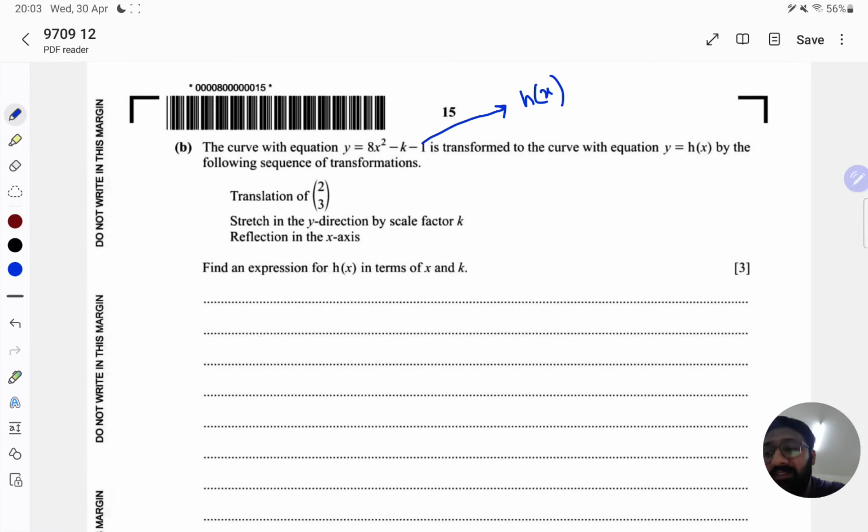So the function that we have in the start, we have the function over here which is 8x square minus k minus 1. We need to do the translation first. So translation is basically that we need to f x minus 2 plus 3. This is the translation that we need to do.